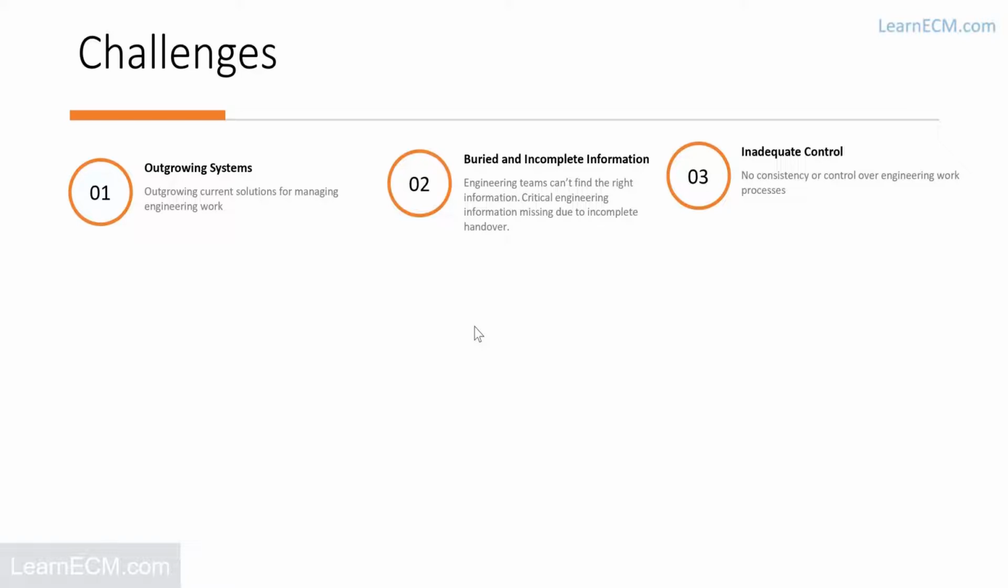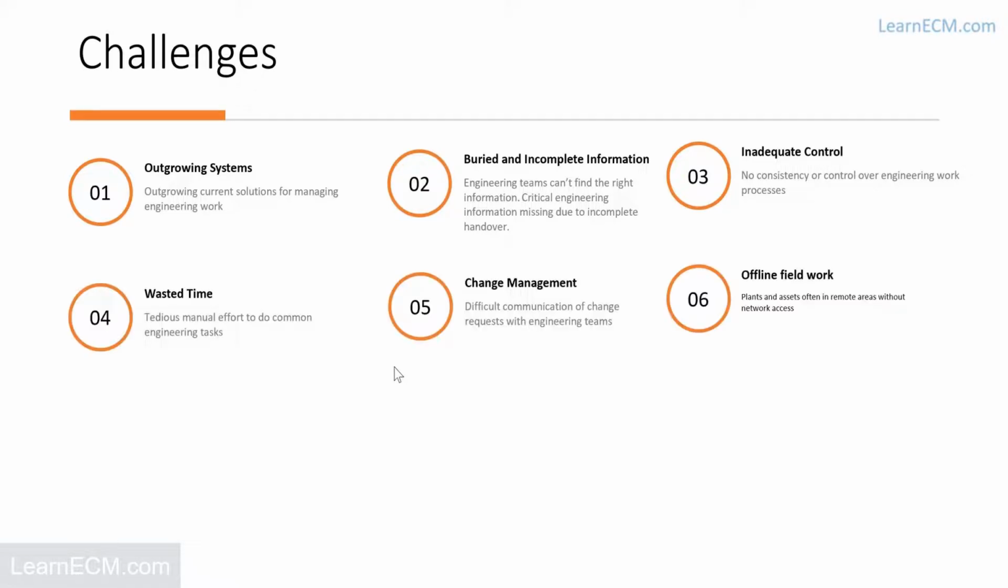So, outgrowing systems, then buried and incomplete information: engineering teams can't find the right information. Then there is a problem of control. Right now there is inadequate control, with no consistency or control over engineering work processes. Let's say I want to make some change on a drawing. How do I go about it? What is the process defined? How do I easily initiate that change process? Without this solution there are issues related to that. There is inadequate control over such processes, which makes life difficult for all the stakeholders.